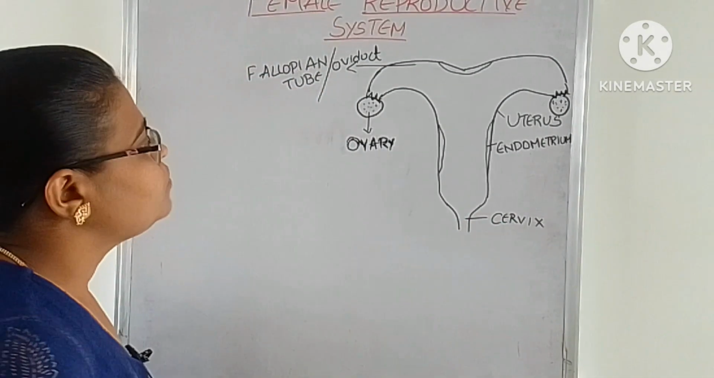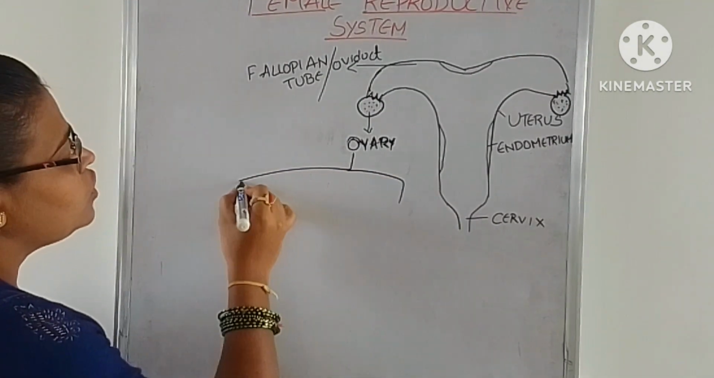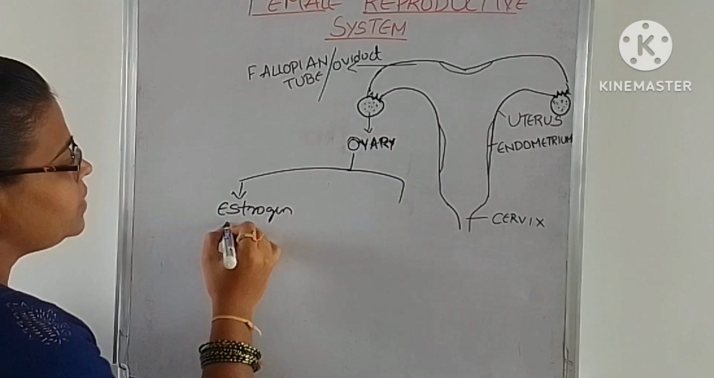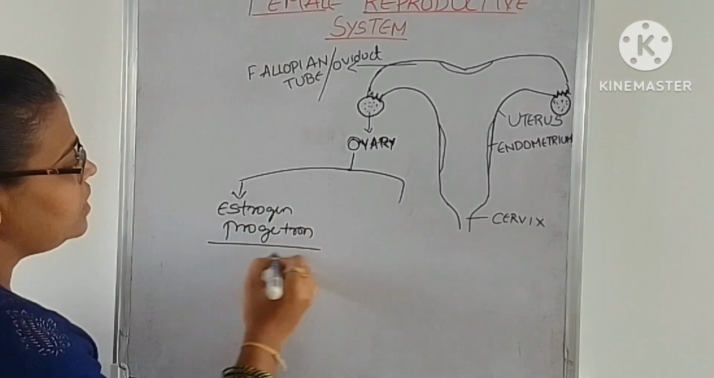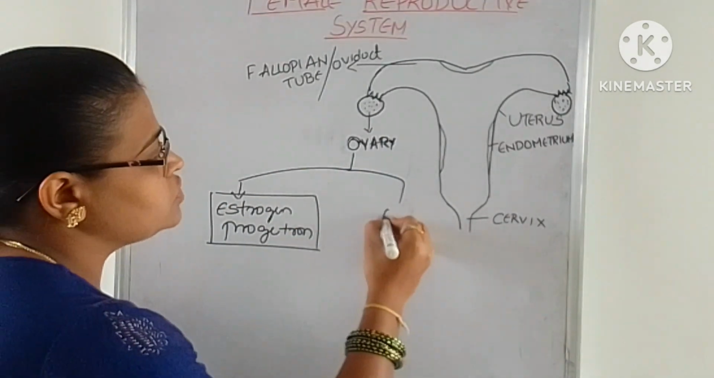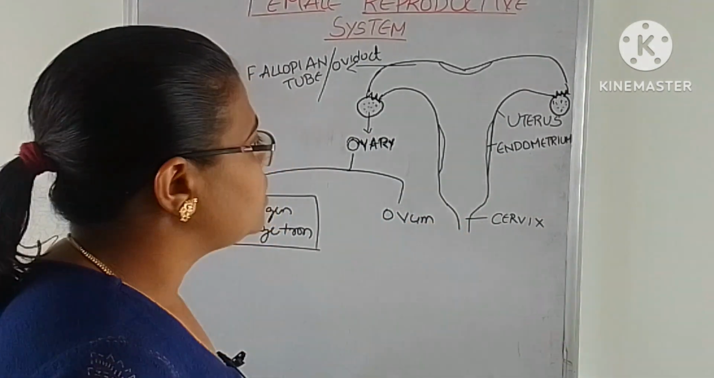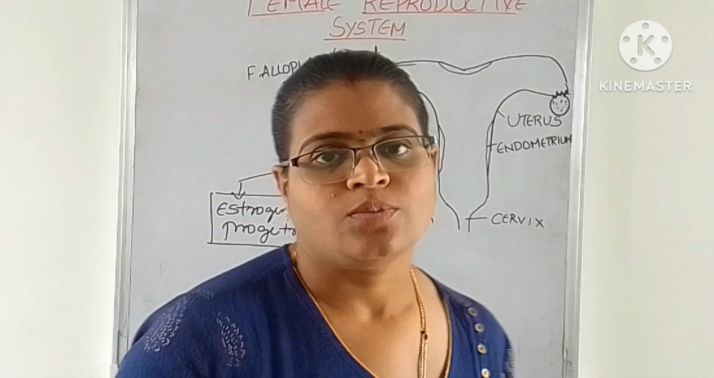So what does an ovary do? Ovary will produce two hormones. What are those? Estrogen and progesterone. These are the hormones. And one more thing the ovary does is produce an ovum. Ovum is an egg, which is mainly important for the fertilization process and then the ovulation process.